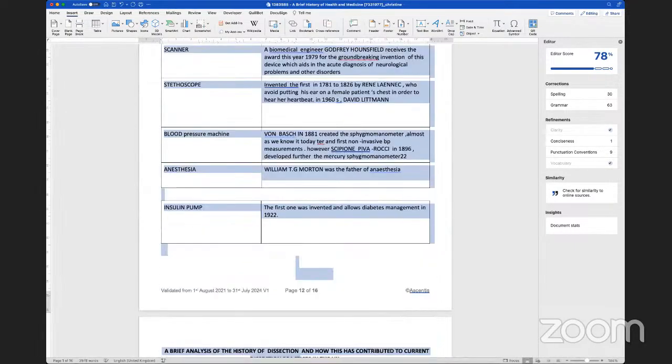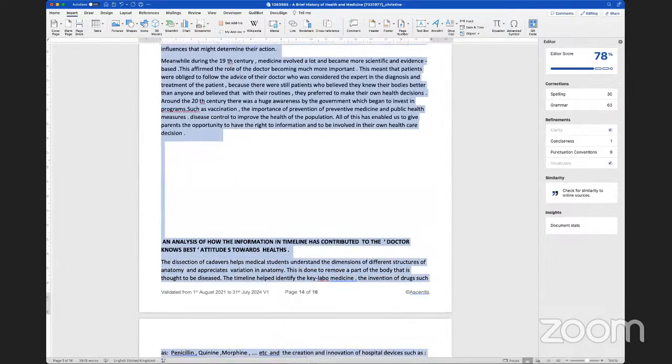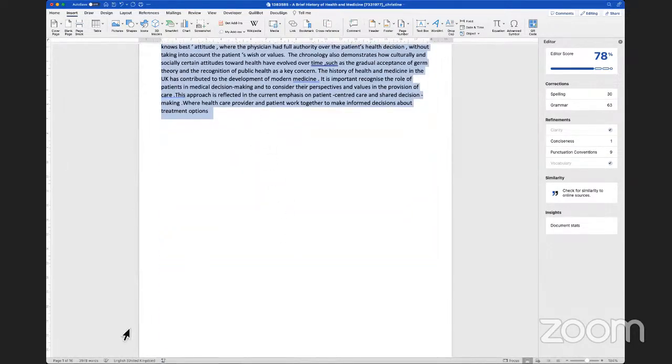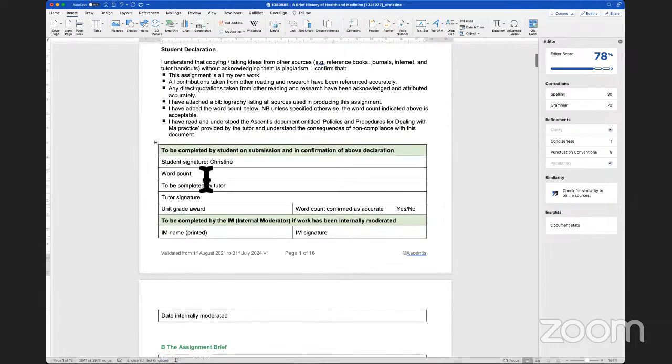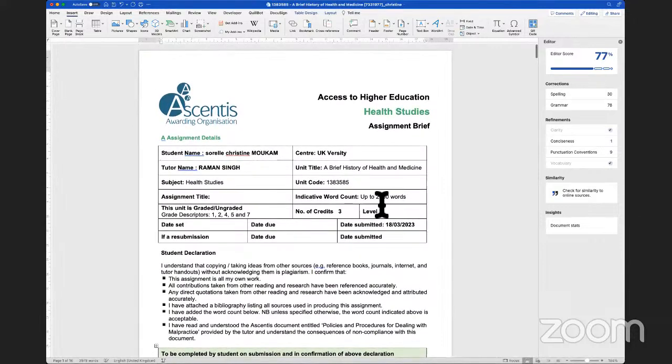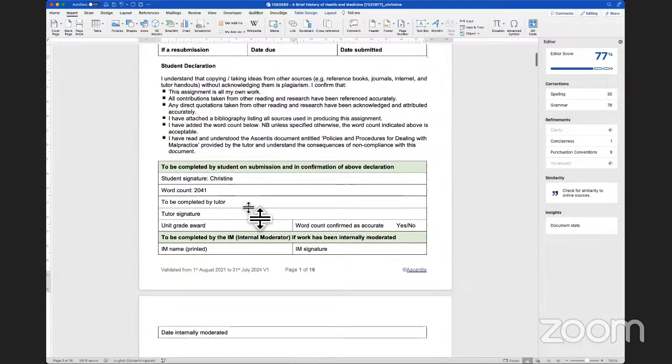So if I have to look at the word count, I will go ahead and select everything that you've written. And I should be able to see a word count pretty much, which says 2,000 words. So it's 2041. And what I would then do is basically write the word count here, 2041, without references. So minimum is 2,000, and she has met that limit of 2,000.